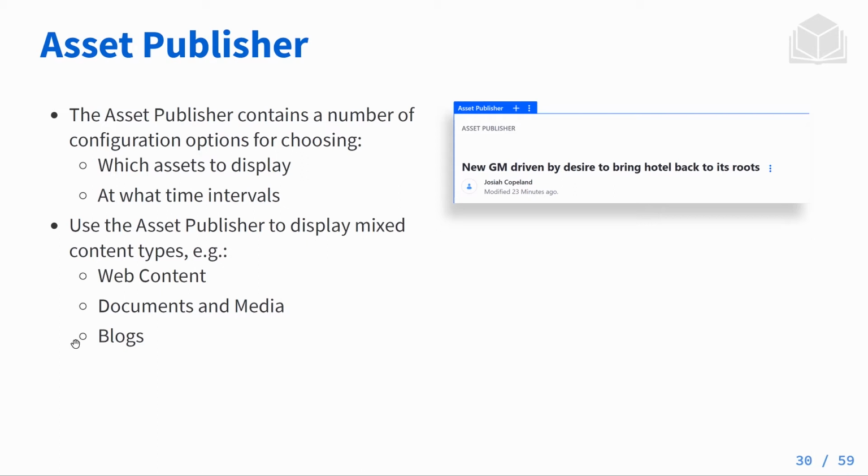So the asset publisher allows us to configure it so that we can change the amount of assets that are being displayed and at what time intervals. So a lot of different ways that we can configure this to our liking. Since different types of content are considered assets, the asset publisher can also display different types of assets. So you can mix and match and decide what exactly it is that you want displayed within your asset publisher.